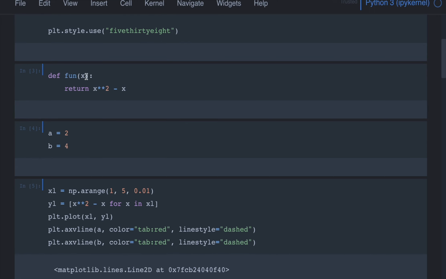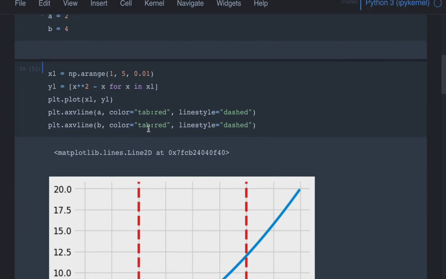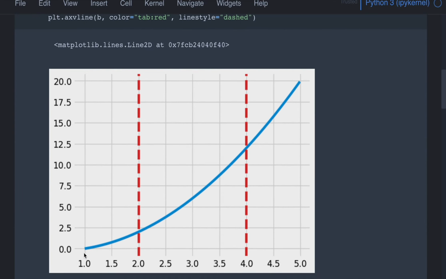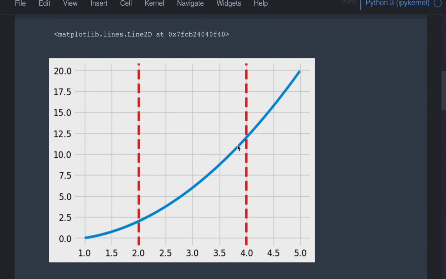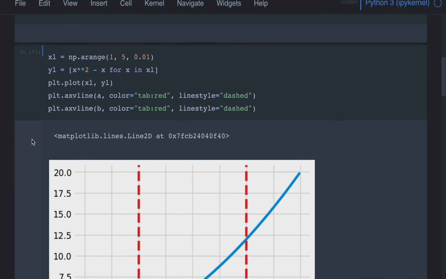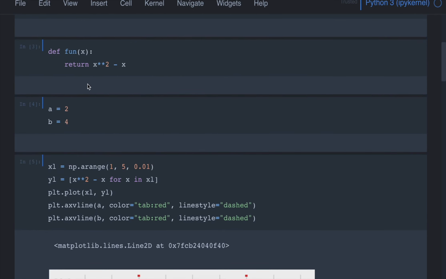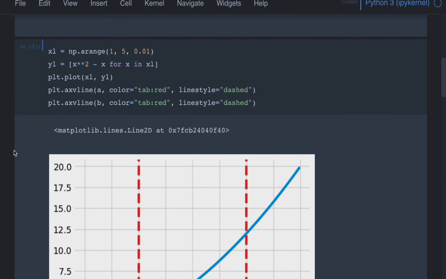Let's say we have a function f of x, which is x squared minus x, and we want to integrate between 2 and 4, right? So this is how the function looks like. Essentially, we want to compute the area under this curve within this limit 2 and 4. So we want to compute the area of this region, okay? Now, because this f of x is so simple, we can compute the exact integral, right?